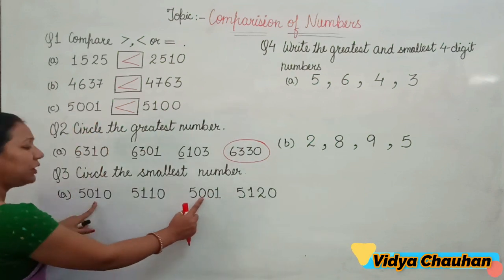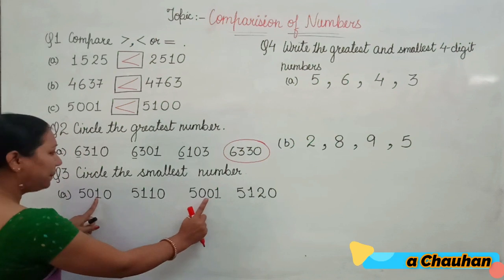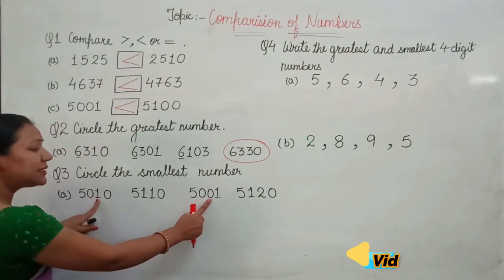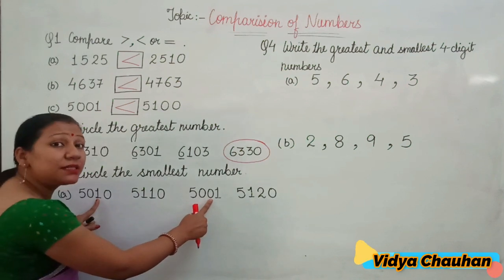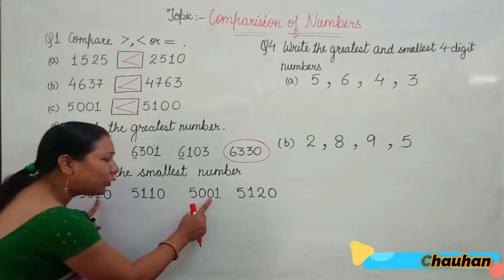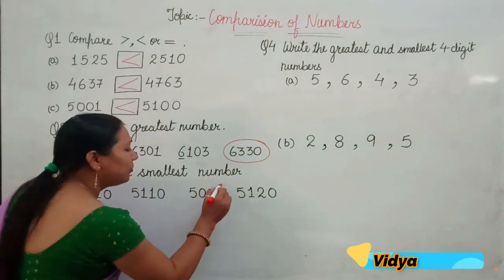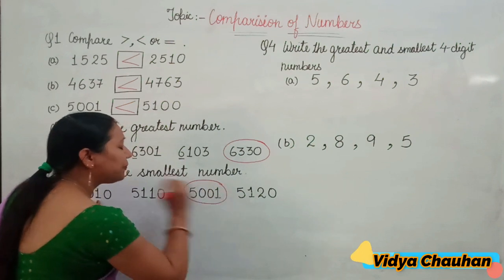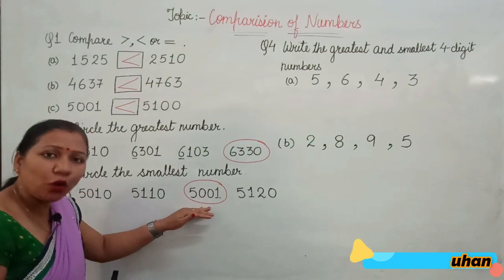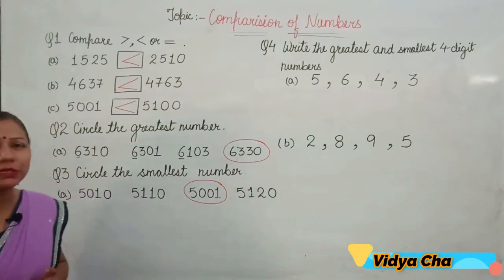So in that case we will discard these two numbers, because in this question we are finding the smallest number. So we will not consider these two numbers. Now you have to compare between these two, 5010 and 5001. Comparing the next digit at tens place, here it is 1 and in this number it is 0. Which value is less? Yes, 0 is less than the digit 1. So hence we come to a conclusion that 5001 is the smallest number among the four given values.